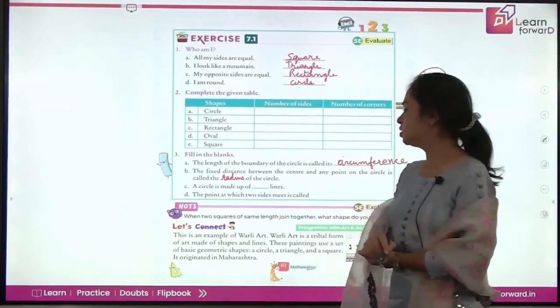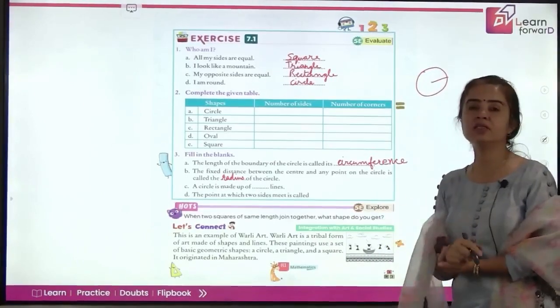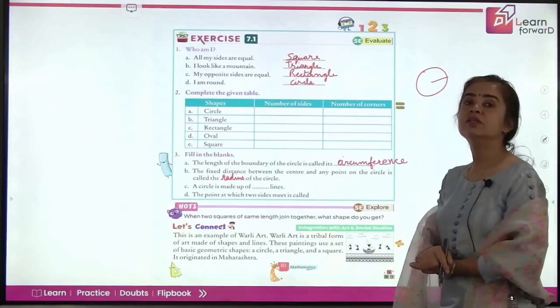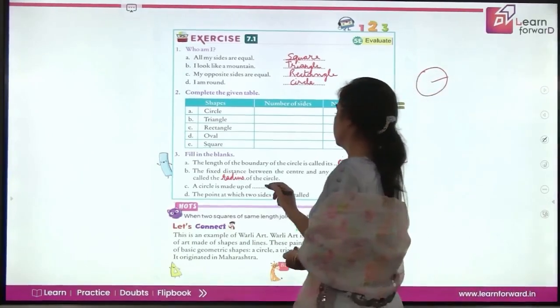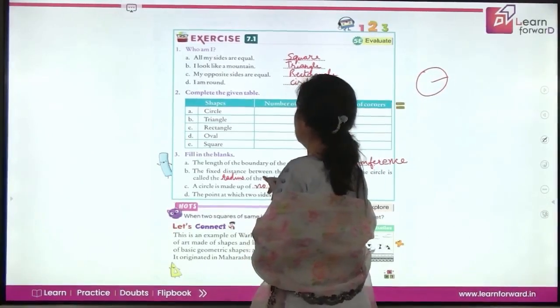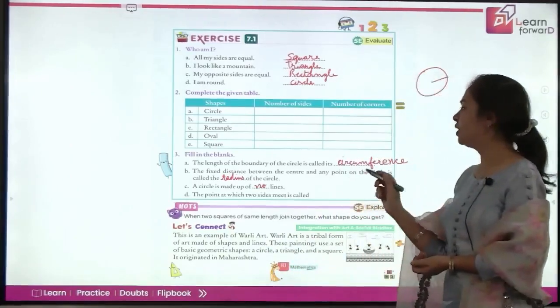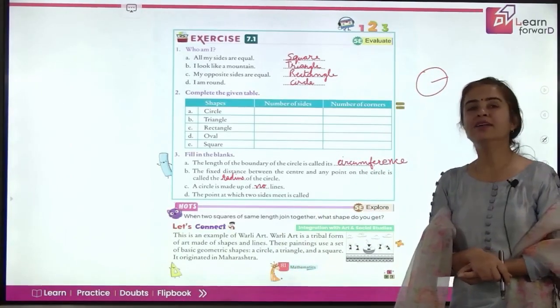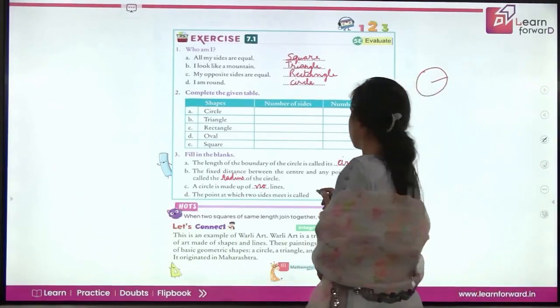A circle is made up of dash lines. What is circle made up of? It is made up of 0 lines. It is made up of no lines. Next, the point at which 2 sides meet, what is that called? That is called a corner.